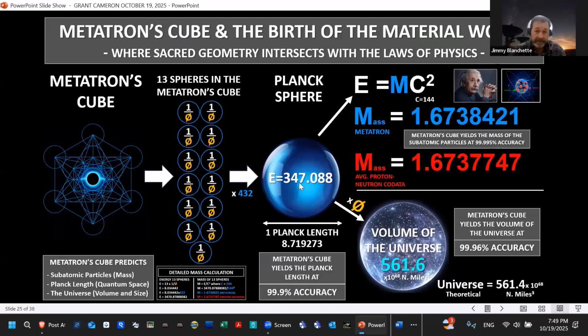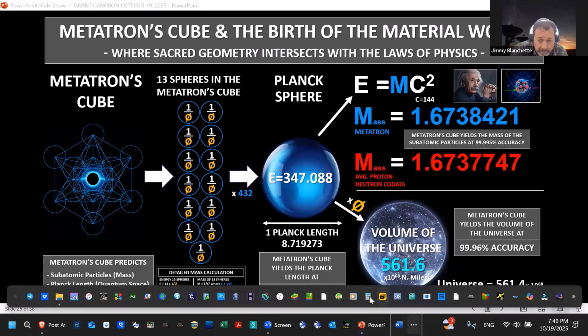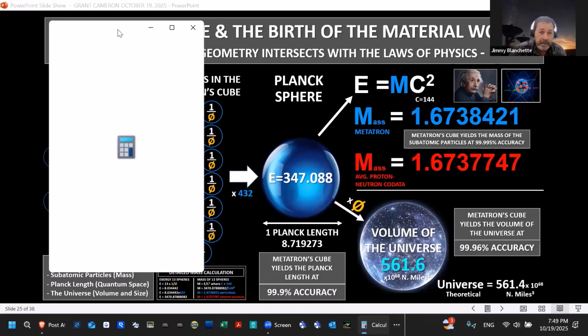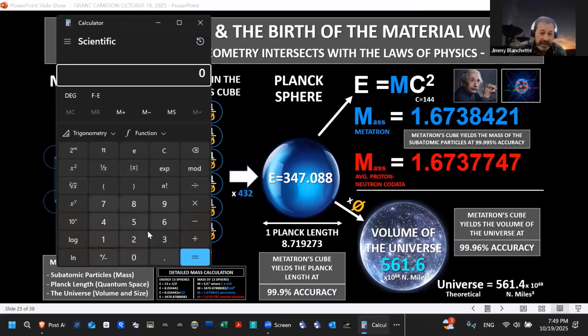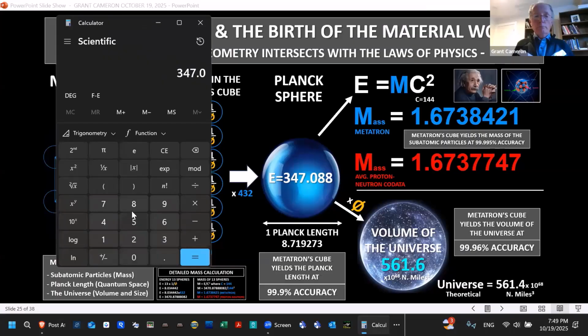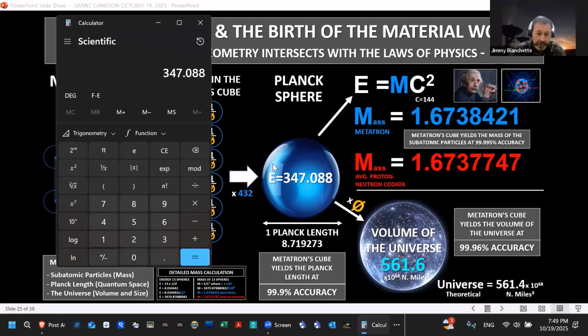And that's just one aspect of it. If we convert that energy into matter using E equals mc squared, the formula Einstein came up with for the equivalency between energy and matter, I can do that on the screen if I can find my calculator. I want to show you that I'm not making these numbers up, so let's do it. We're going to take 347.088, the energy coming from these 13 spheres of Metatron's cube.